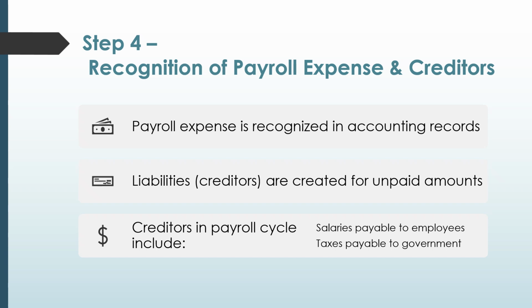This is where accounting entries are passed. The company records the total payroll as an expense. At the same time, liabilities are created for amounts not yet paid, like salaries payable and tax payable. This step ensures expenses are recorded in the correct accounting period even if payment happens later.